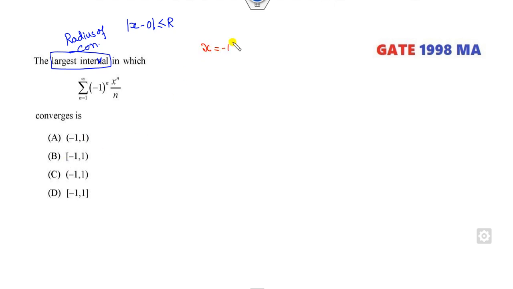What is the series at x equal to minus 1? It is (minus 1) raised to power n minus 1 over n, which is nothing but 1 over n. Is it convergent? It is divergent by using the P test. So all those options which include minus 1 are divergent. So option B is cancelled, option D is cancelled.